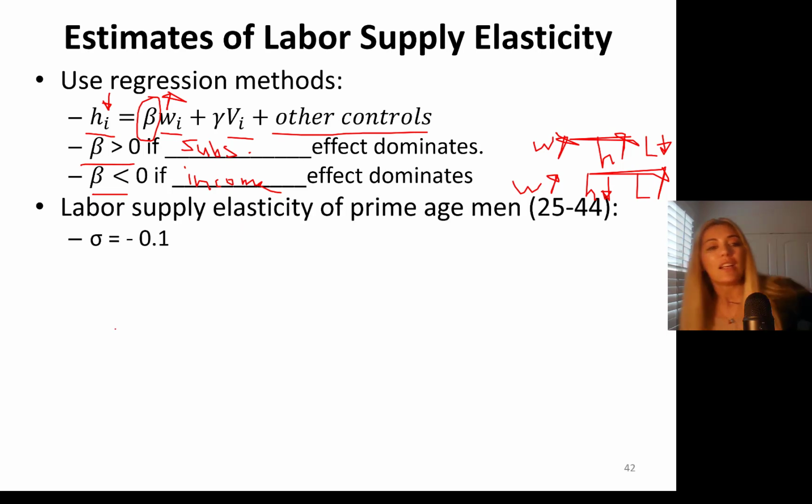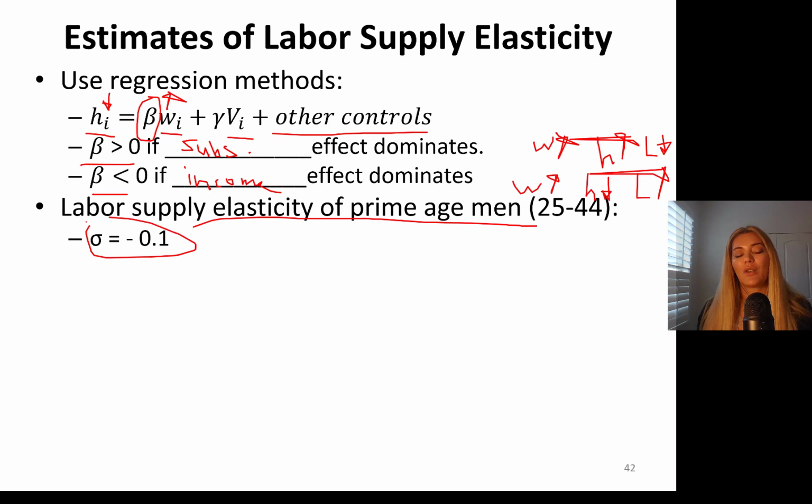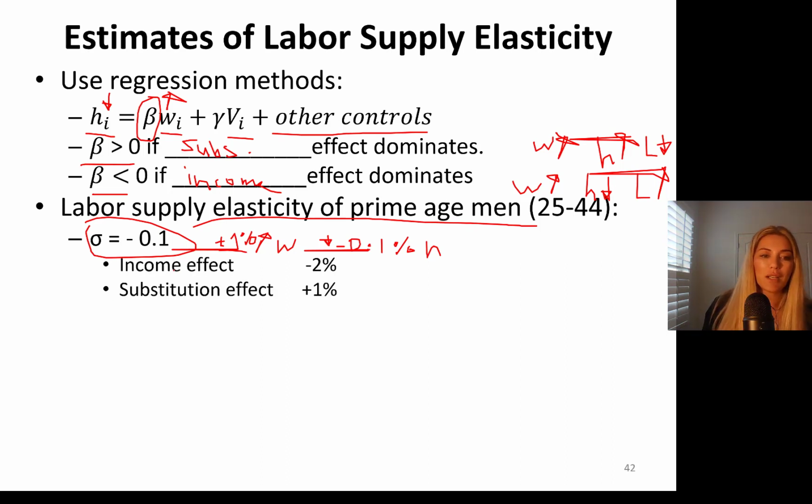Research shows that the labor supply elasticity of prime age men, which is 25 to 44, is negative 0.1. So what does this mean in English? It means a 1% increase in wages causes a 0.1% decline in hours, which means the income effect is dominating. But it's a very weak effect. Just keep that in mind.